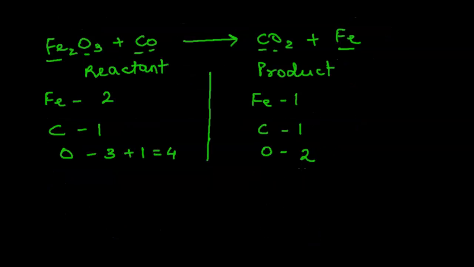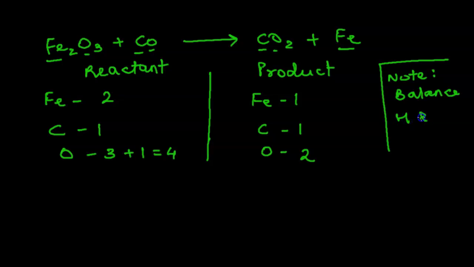Now, whenever we are balancing equations, there is a very simple rule: we always balance oxygen and hydrogen elements at the end. So this is just a note. It will make life easier when balancing equations. We have to balance hydrogen and oxygen at the end when everything else is balanced. So let's see how this works.